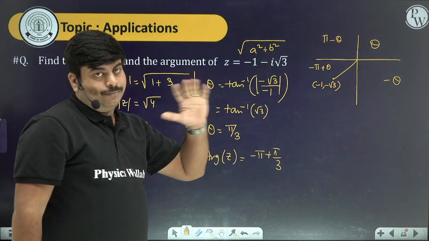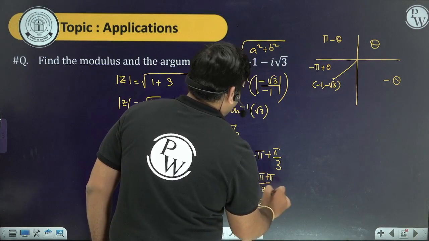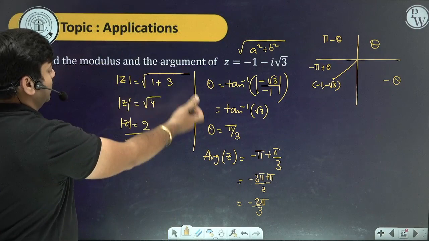So that will give you minus 3 pi plus pi by 3, which will give you minus 2 pi by 3. Argument of z is equal to minus 2 pi by 3. Understood, everyone? Clear? So the question is find the modulus and argument: the modulus is 2, and the argument is minus 2 pi by 3.